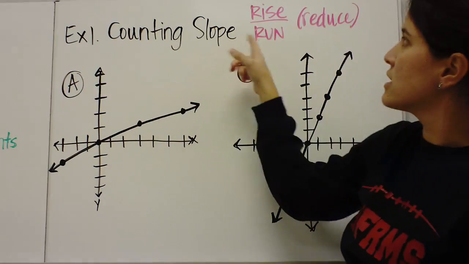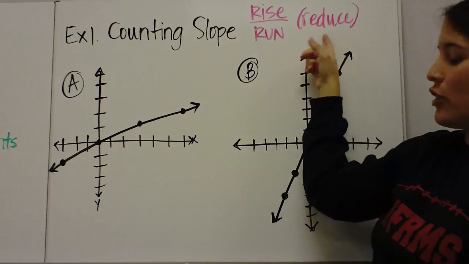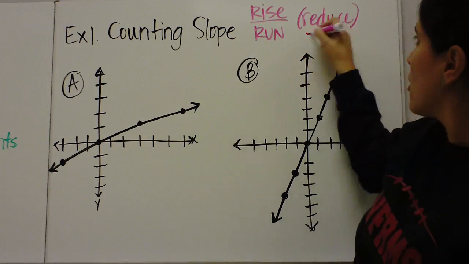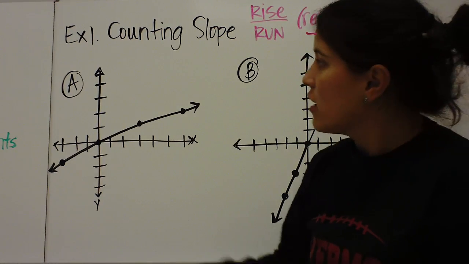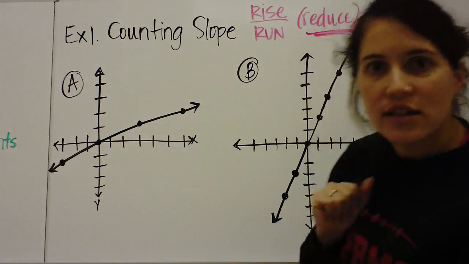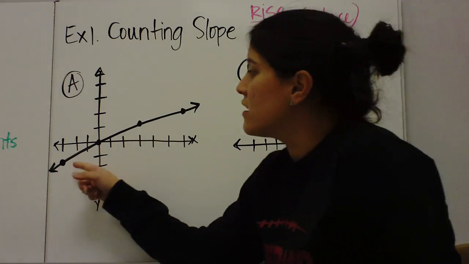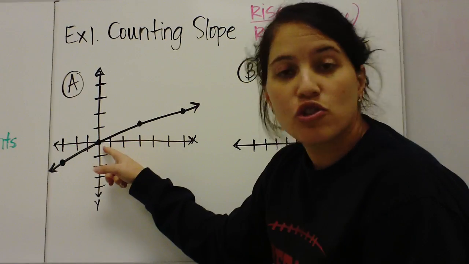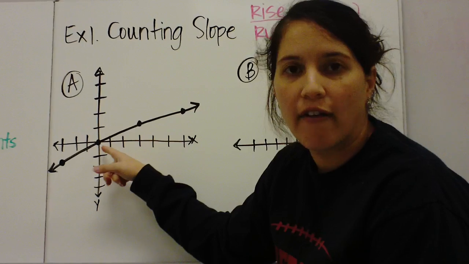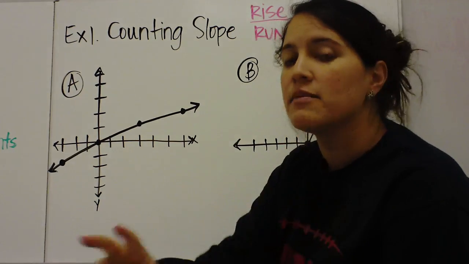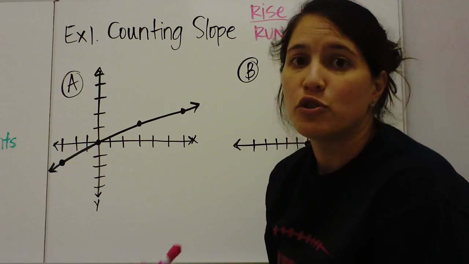Alright, so example 1, counting slope. Again, rise over run, and don't forget that you have to reduce your ratio. So A, make sure you pause these and copy them down. A is a line through the origin. It's a straight line through the origin, so it's a proportional graph, and you have to pick 2 points. It doesn't matter what 2 points you pick, you just need to pick 2 points.